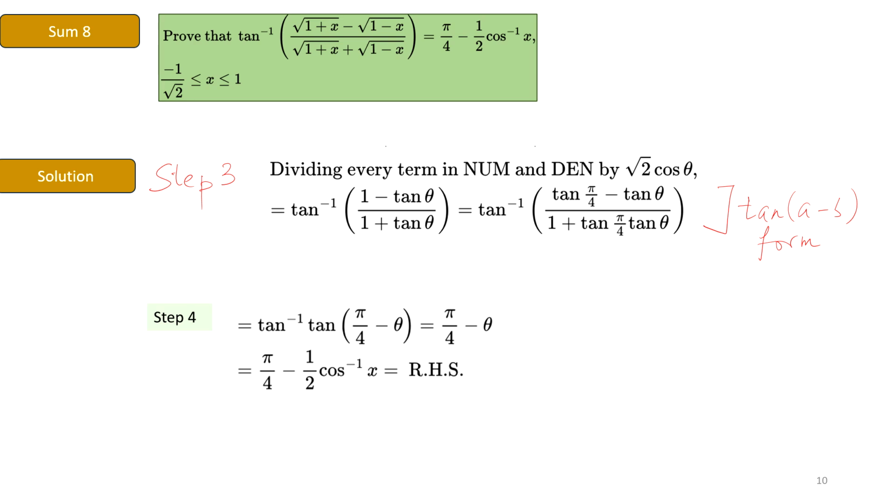The LHS gets simplified into tan inverse of tan pi by 4 minus theta, which is nothing but pi by 4 minus theta. Replacing theta by our original assumption in step 1, we prove LHS equals RHS.